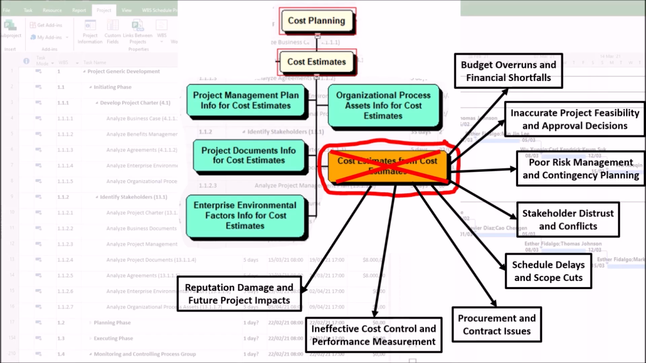8. Reputation damage and future project impacts. Organizations and PMs gain a reputation for poor financial planning, affecting future project approvals. For example, a consulting firm known for cost overruns may lose clients.